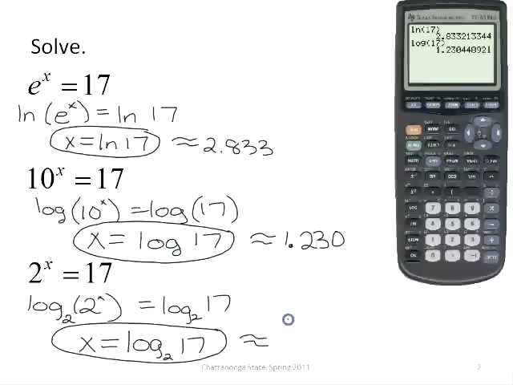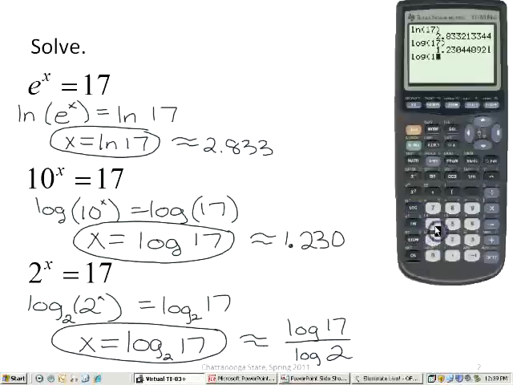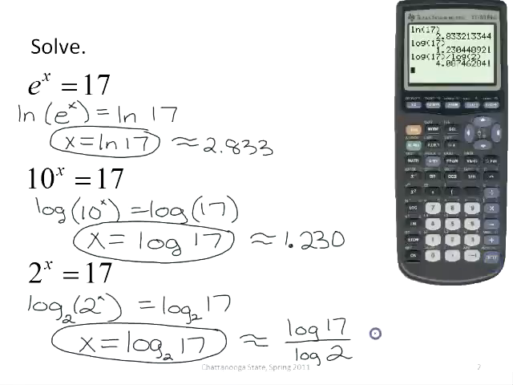Now, if I want to put that in my calculator, remember I have to use the change of base formula: the log of 17 divided by the log of 2. And remember to close your parentheses. So this is approximately 4.087.